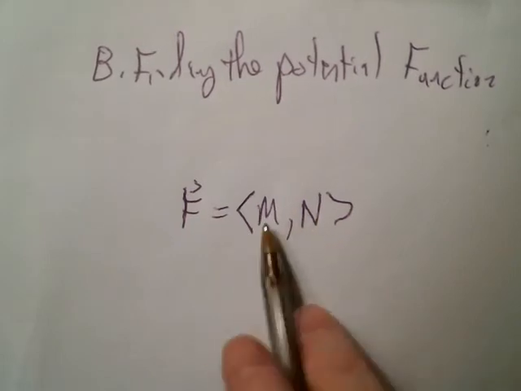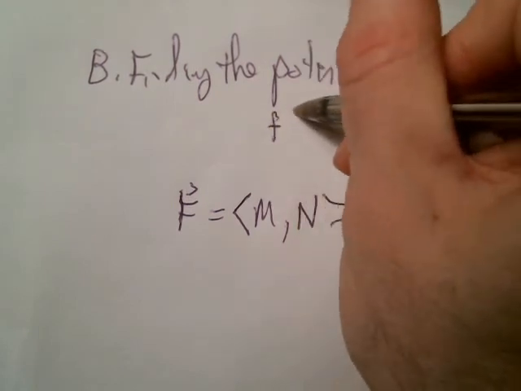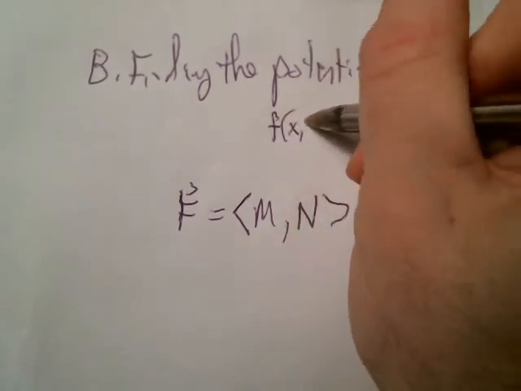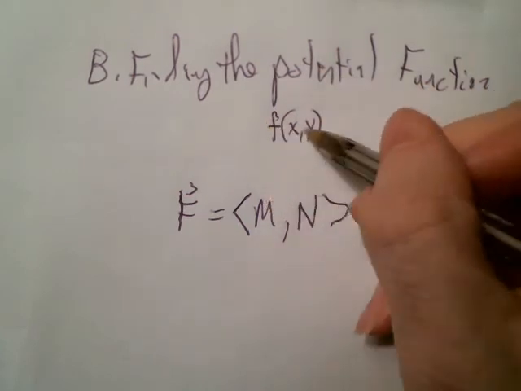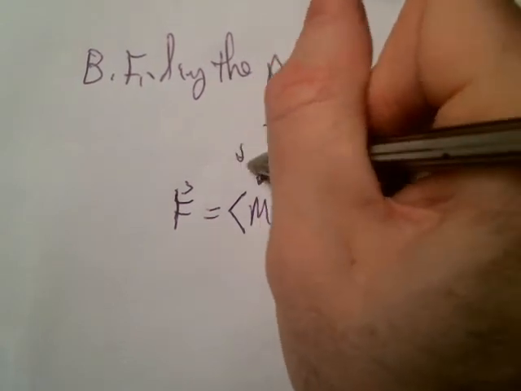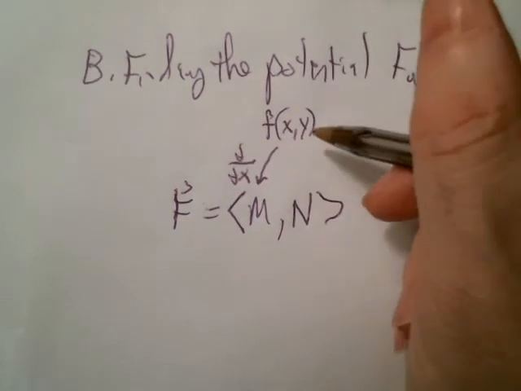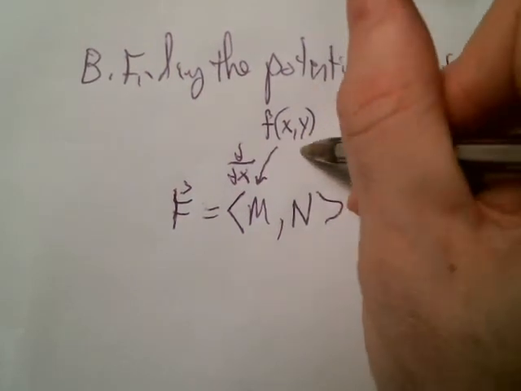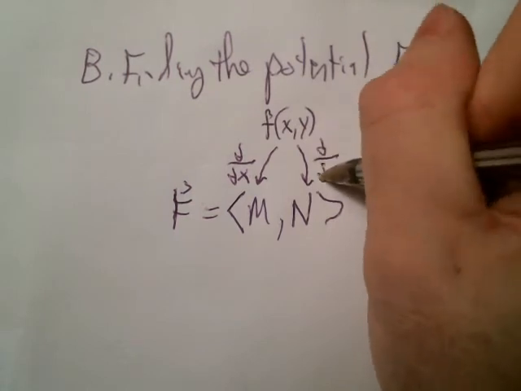If this is conservative, then there exists this magical potential function up here in the ether, f of x,y. Okay? So we note in order to get M, what did we have to do to f of x,y? So we had to take the partial derivative of that thing with respect to x. Right? In order to get N, what did we do to f of x,y? Well, we took the partial derivative of that thing with respect to y.